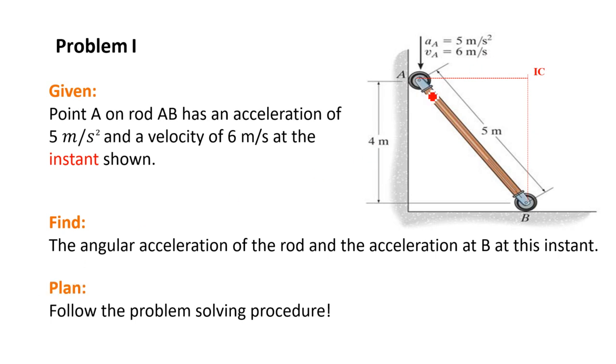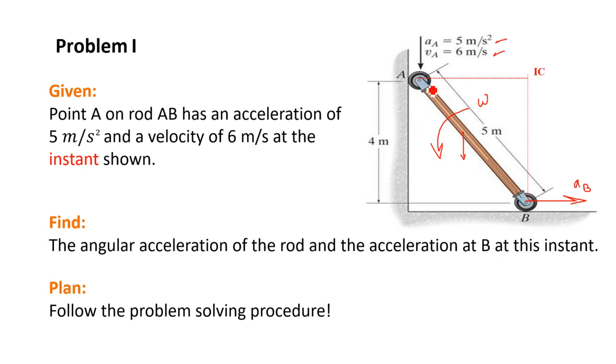Okay, so due to the weight of the rod, this will go downward, and this will push this wheel to go to the right. This wheel, of course, is going to go downward, and you can see that the acceleration we have for wheel A is 5 meters per second squared, while the velocity is 6 meters per second. It's required to find the angular acceleration of the rod, and definitely this will be in that direction. That's the omega required, and also the acceleration a at the point B. So we need to find these two parameters.